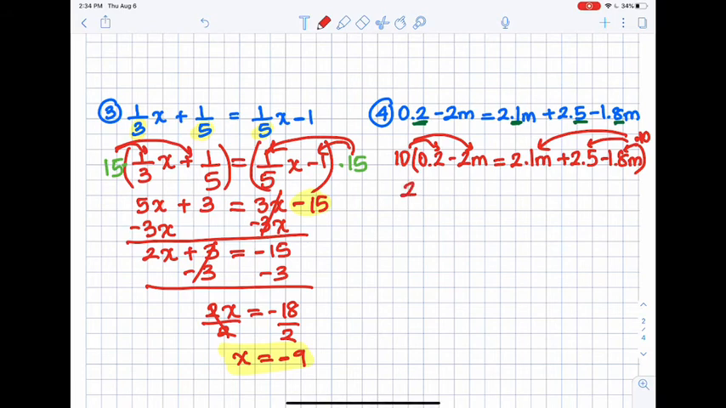2, because 10 times 0.2 is 2. 10 times 2m minus will give me 20m, equals 10 times 2.1m will be 21m, plus 2.5 times 10 will be 25, and then minus 1.8m will be 18m. Now I can continue with combining like terms.